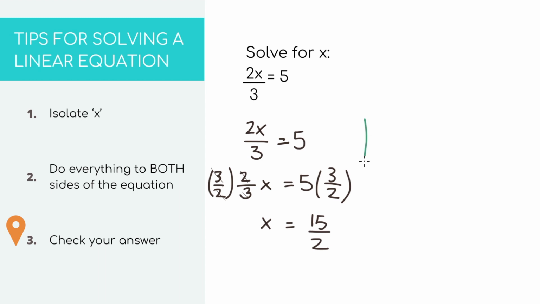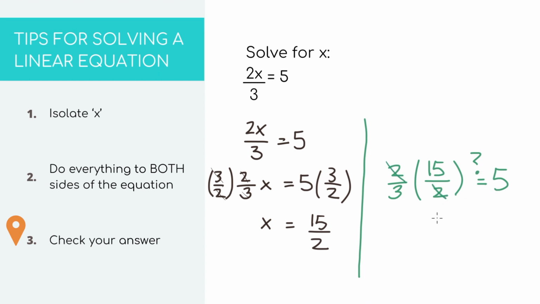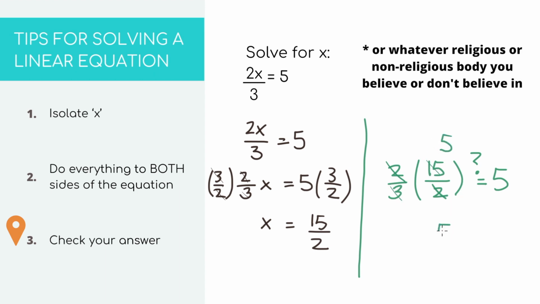Let's go back and check our answer by plugging in what we got for x. So now we have 2 over 3 times 15 over 2. Oh, I hate fractions. The 2's cancel out, and we're left with 15 over 3, which is the same thing as 15 divided by 3, which is 5. So thank God we got the right answer.